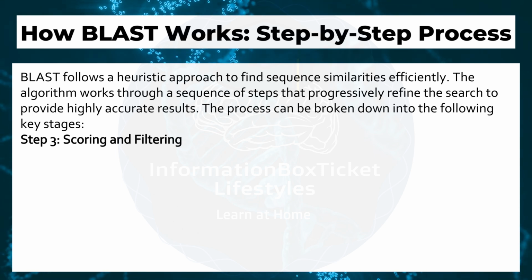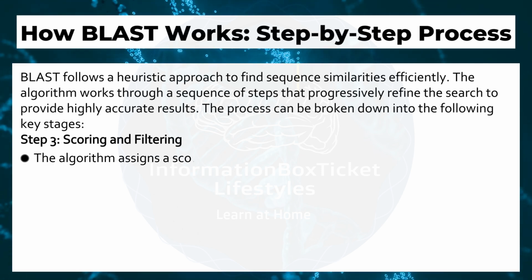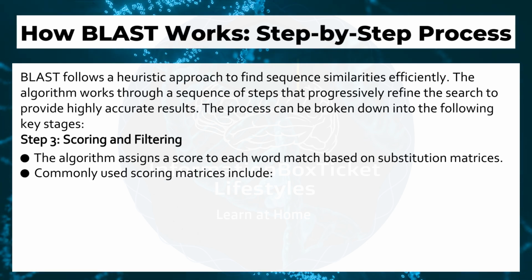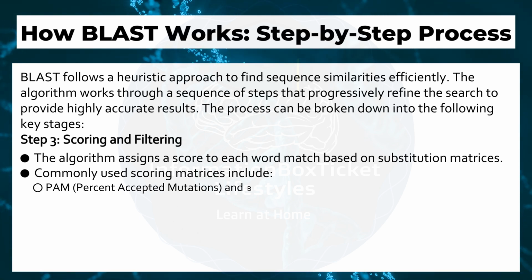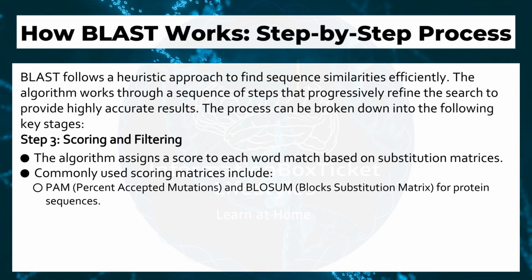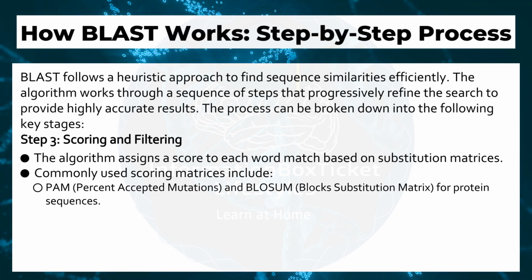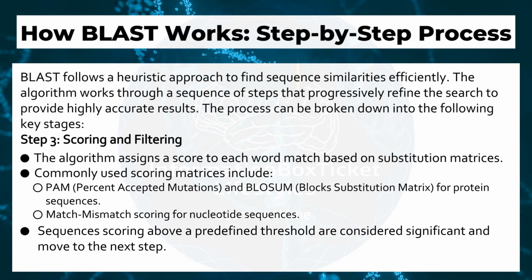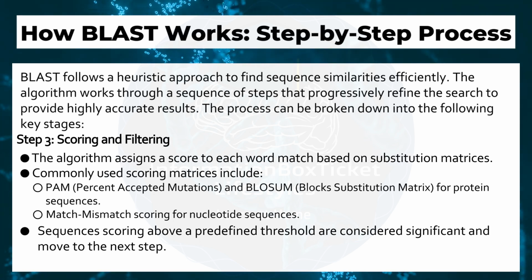Step 3. Scoring and filtering. The algorithm assigns a score to each word match based on substitution matrices. Commonly used scoring matrices include PAM, percent accepted mutations, and BLOSUM, blocks substitution matrix, for protein sequences, and match-mismatch scoring for nucleotide sequences. Sequences scoring above a predefined threshold are considered significant and move to the next step.